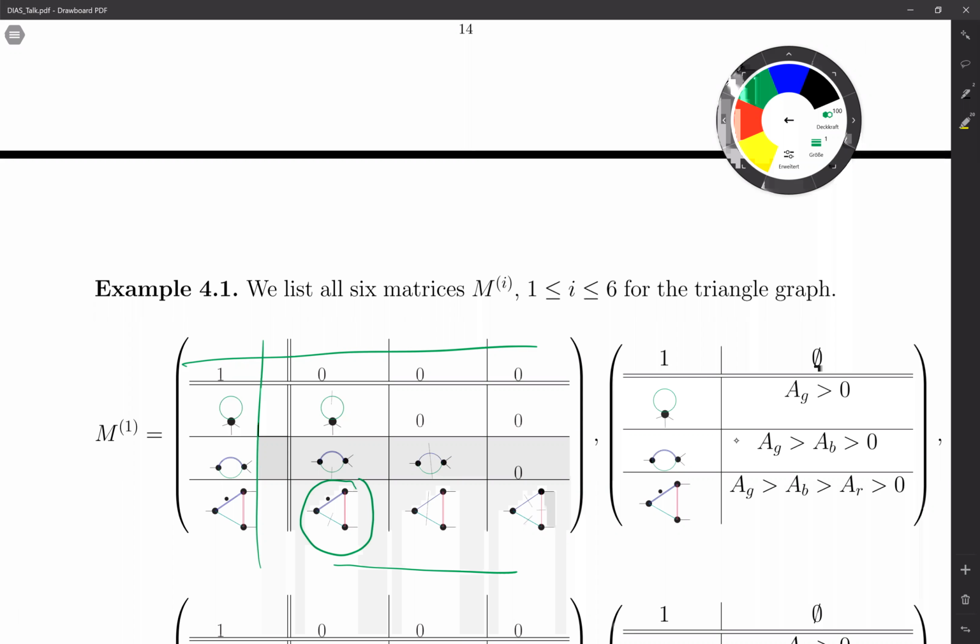Here they have equal length. So I put them on the mass shell. So this is already a Cutkosky cut. And this is the leading singularity, which is also a Cutkosky cut.